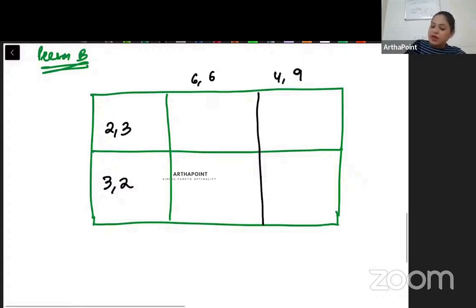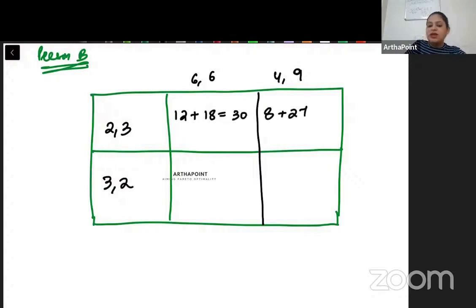So what will we have? Find out the expenditure quickly. 6 into 2, 12 plus 18, which is 30. 8 plus 27, so this is going to be 35. In variant, it proves it by checking whether you have stars or not. It's the same method, you can use that also. Here it will be 6 into 2, 12 plus 18, which is 30. And 4 into 3, 12 plus 18, which is 30.